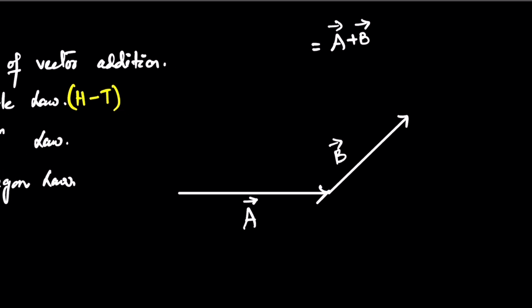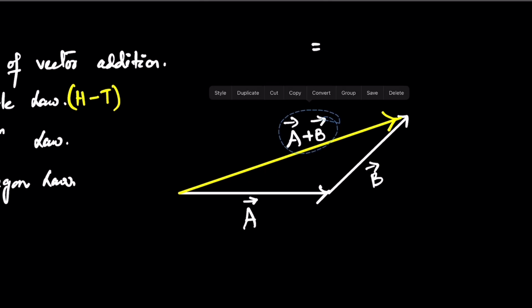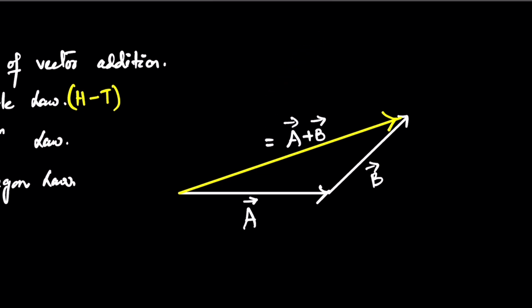To complete the triangle we need a third side. Draw an arrow from the tail of A to the head of B. This represents A vector plus B vector. This is sometimes called the resultant, so let me denote it with R vector. So R vector is nothing but the sum of A vector and B vector.